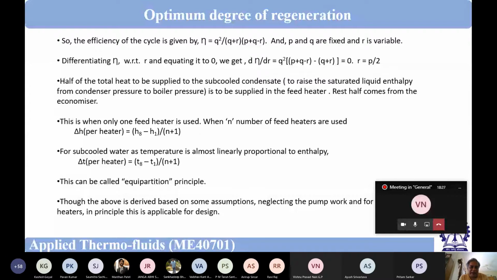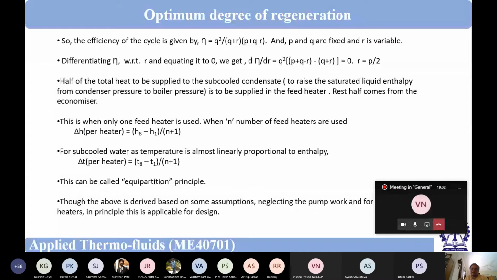So if there are n number of feed water heaters, then how many heaters are there? N plus 1, because n number of heaters and one economizer. So n plus 1 heaters are there. Then irrespective of the type of heaters, the heat which has to be imparted in each of the heaters is delta H, (H8 minus H1) divided by n plus 1.